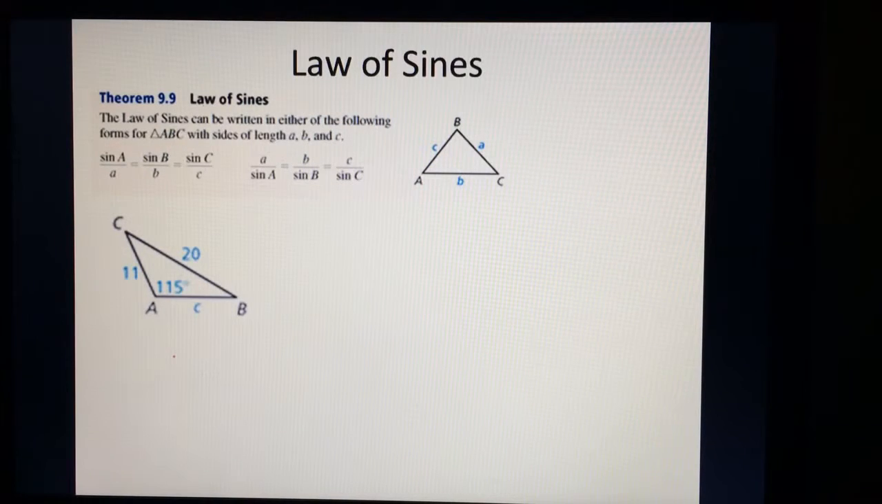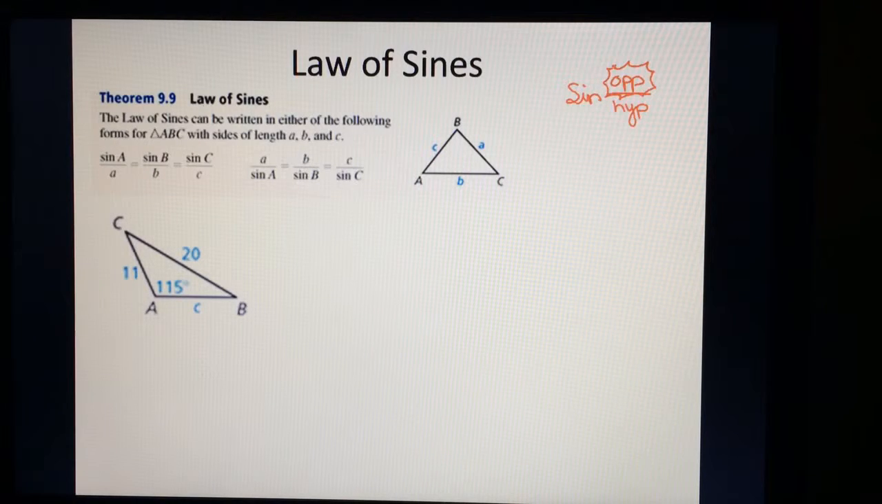In this video, we're going to be looking at the law of sines. The law of sines corresponds with sine. If you remember, for sine, we have to know the opposite over the hypotenuse. So when we're doing this one, we're going to be looking at the sides that are opposite of our angle.